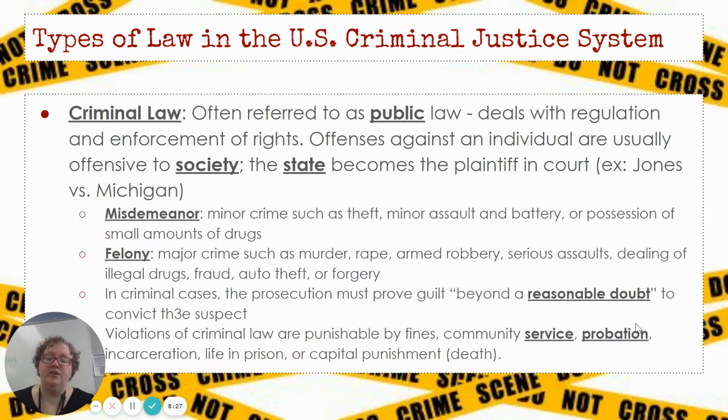Violations of criminal law are punishable by fines or community service. It could be probation, incarceration, either in prison or jail. It could be things like life in prison, or even capital punishment, which is the death penalty, still available in some states. There's no rule federally for the death penalty.